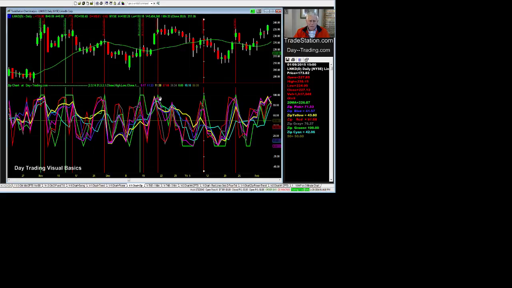Over here we have a red-green top, with again the pink directly underneath the green, and the zip red, gray, yellow, and blue are all going down. And so the next day we have a down candle.